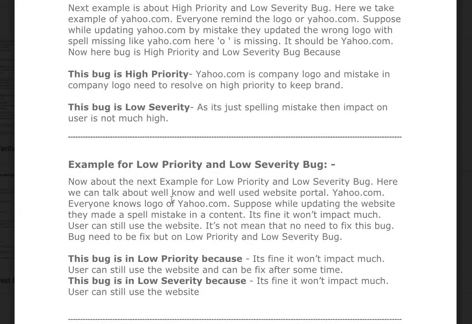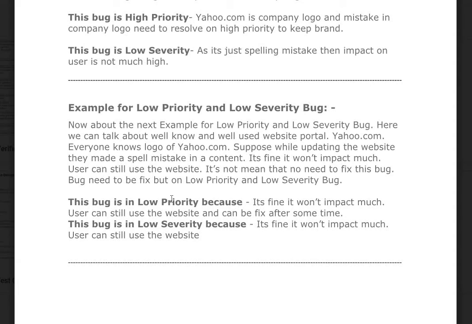Now moving to the next example, that is an example of low priority and low severity. This bug is not that important to fix as soon as possible, and it is not going to impact your functionality enough, so we are making this a low priority and low severity. So let's take an example here. Suppose we talk about a well-known website portal. Here again we are using yahoo.com.